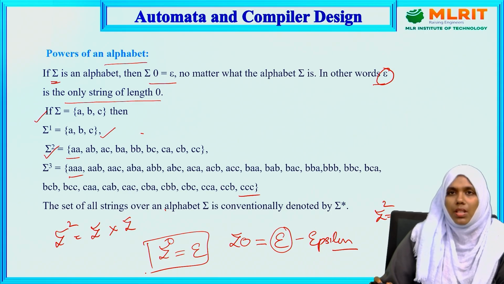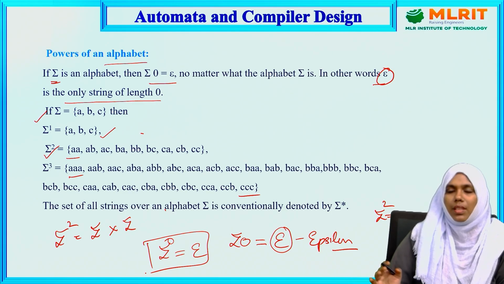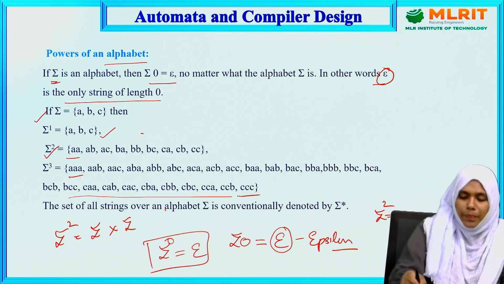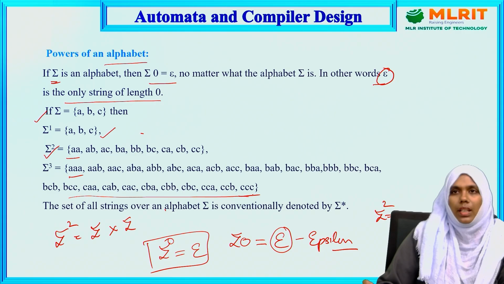If it is summation 2, we multiply the two values. If it is 3, we multiply summation into summation into summation, and so on, and we get the answer like this. That is the power of the alphabet.